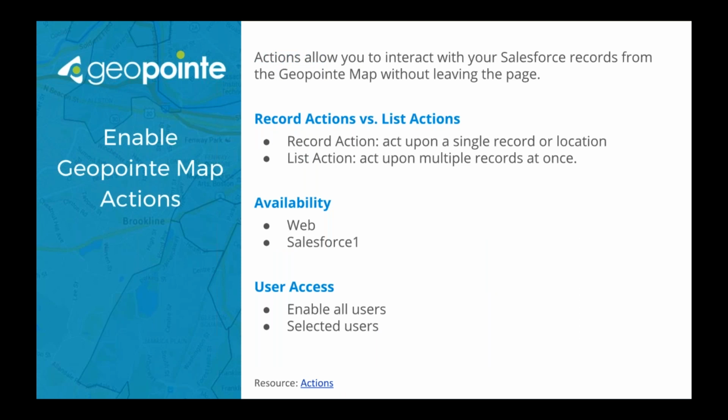And I also want to go over our map actions. So this is when you're actually on the Geopointe map and you need to interact with your data in Salesforce or perform Salesforce actions. We have a lot of those sitting in there ready for you to work with. Some are record actions that you would use against a single record, and some are list actions that you would use against a selection of records or all of your search results. So we'll go over some of those as well, and how to set up the availability of them in the web or Salesforce 1, as well as user access, if all users should have it or if selected users should have it.